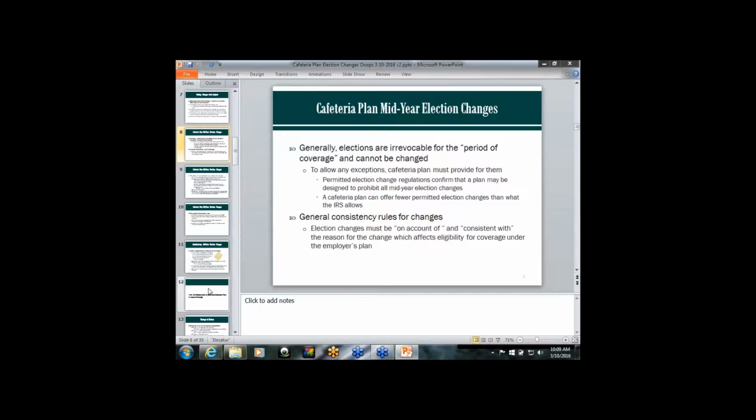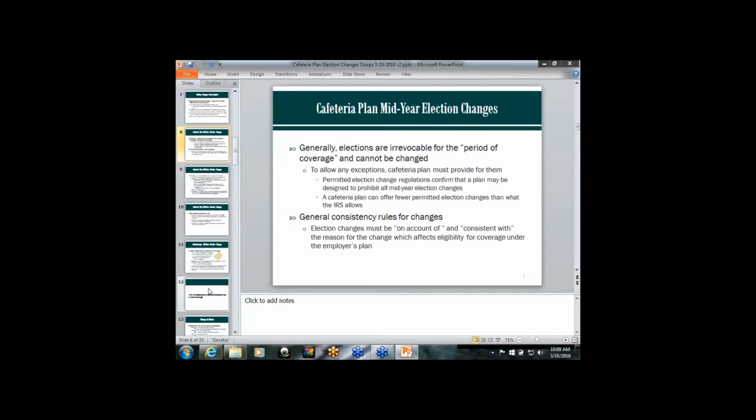So let's start talking about these mid-year election changes. As we all know, a cafeteria plan must follow the general principle that participant elections are irrevocable for the period of coverage, generally the plan year, and that's generally 12 months. Now we know that a cafeteria plan may permit an employee to revoke an election during a period of coverage change and make a new election.